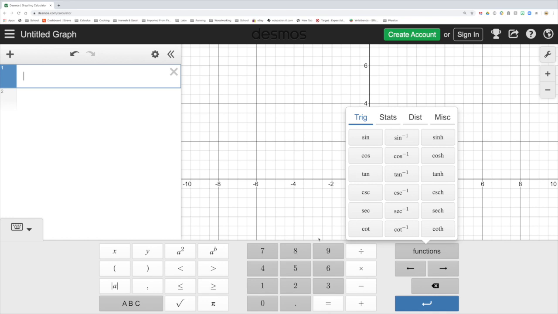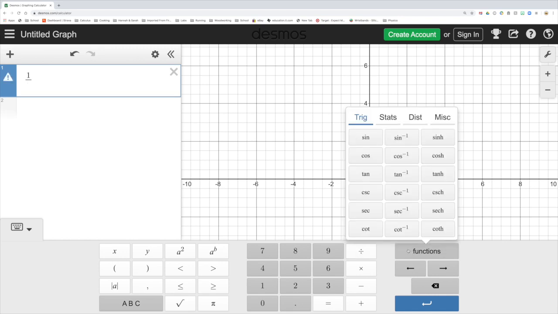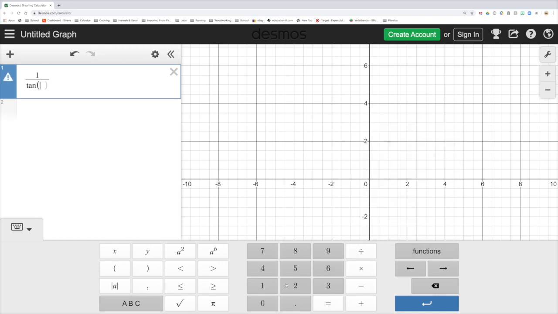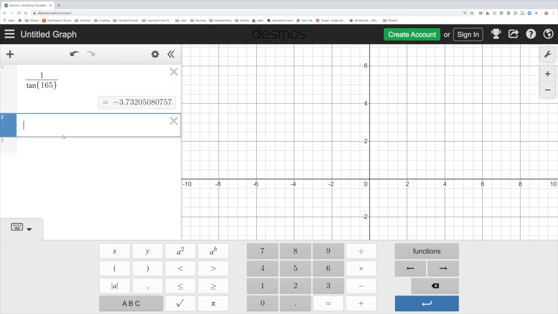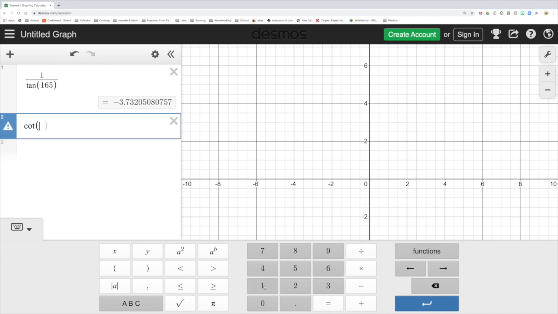All right, so we're going to type in 1 and then divided by, and then it's going to be the functions, and then tangent, and we're going to type in 165. Now the calculator knows, okay, automatically, because we switched it into degree mode, okay, that 165 is in degrees, okay? All right. So just to show you, okay, if we did use those other features, okay, so cotangent, right? Cotangent of 165.